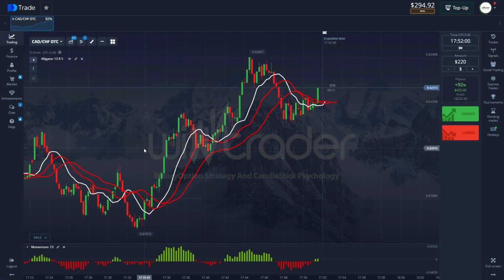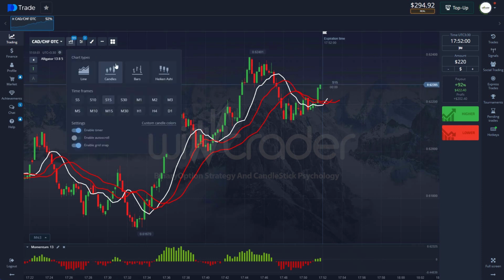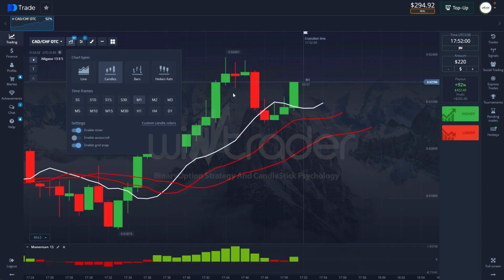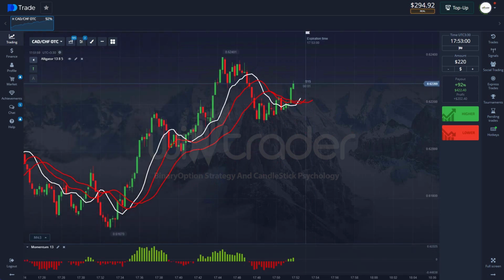Please note that the time of candles in this strategy is fixed at 15 seconds. You should set the time of candles in this strategy at 15 seconds, and the time of trade at 1 minute. Click and set a 1 minute trade.